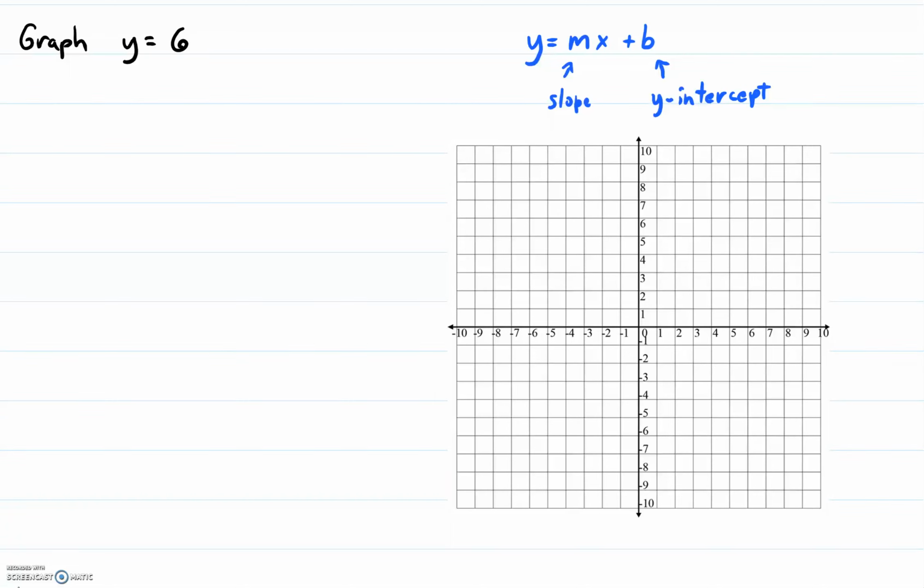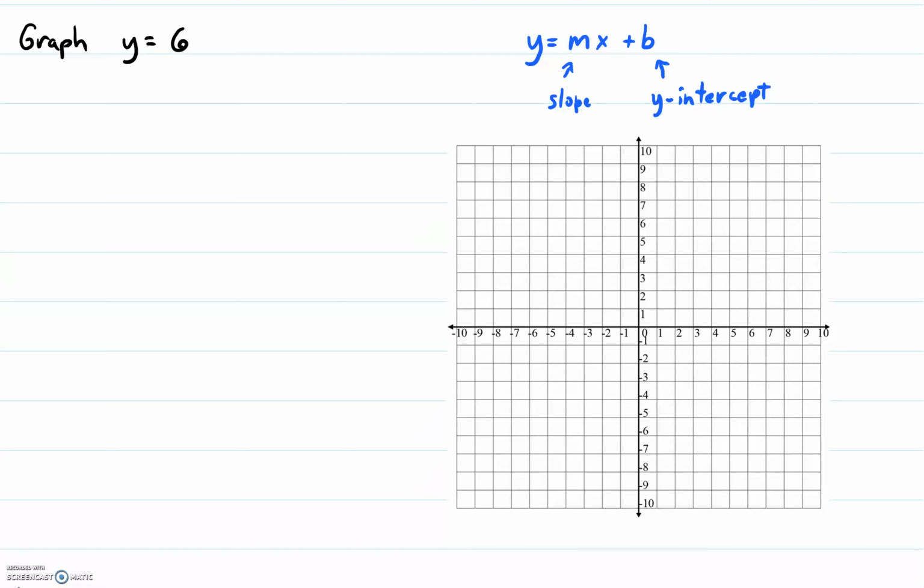In this video, we're going to graph the line y equals 6. Now, if you look on the right-hand side of your screen in blue, you can see the slope-intercept form for the equation of a line, y equals mx plus b. The only problem with using this particular form of the equation of a line to graph something like y equals 6 is you notice we don't have the mx part. So we don't have a slope and we don't have an x value even in this. We don't have an x variable.